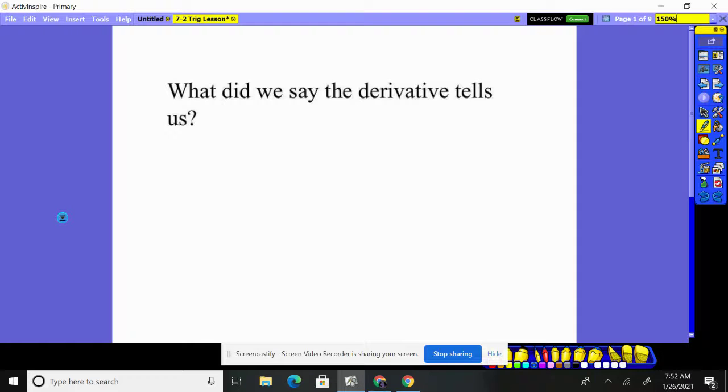All right, we talked the other day about derivatives. So what did we say the derivative tells us? We said that on any line you have, the derivative tells you the slope anywhere on that line. If I want to know it right at that point, if I zoom in a million times, I could figure out the slope. If I zoomed in a million times, it would look like a straight line.